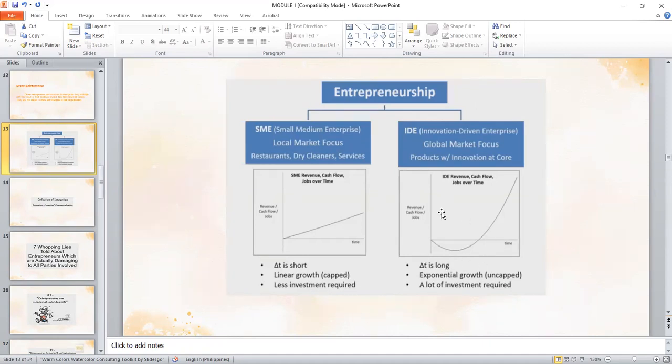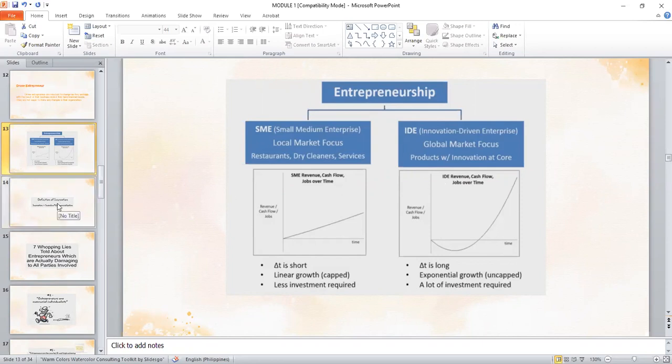Now, here you could see in the IDE type of entrepreneur, you have exponential growth, uncapped earnings or revenue, and a lot of investment, however, is required here. Right? This one will only require less investment. So these two are still entrepreneurship. This one is smaller, the other one is bigger in scope. But if you are the type that is challenged, a risk taker, then you go IDE, the innovation-driven type of entrepreneur.